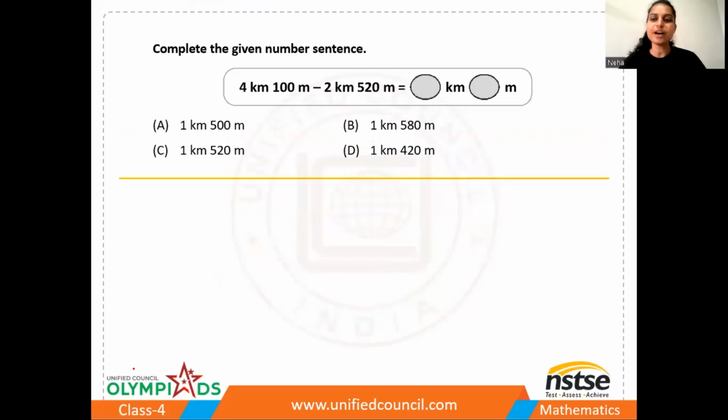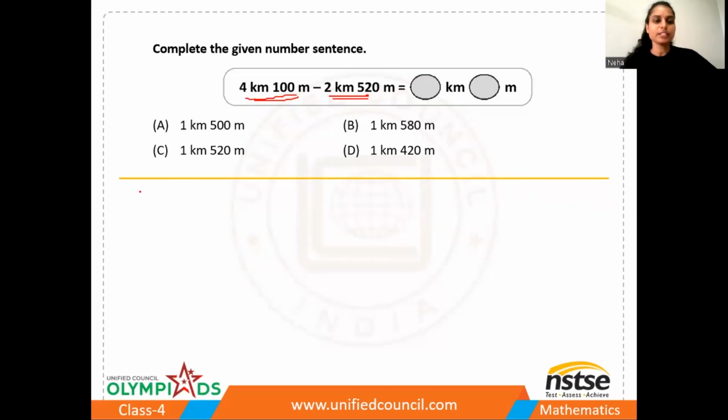Now let's move to the next one. This is the next question. Complete the given number statement. So one number statement is given and we have to complete it. Basically 2 numbers are given. First one is 4 kilometers and 100 meters. The second one is 2 kilometers and 520 meters. So we have to subtract these 2 numbers and convert it into kilometers and meters, right? So how can we do this?